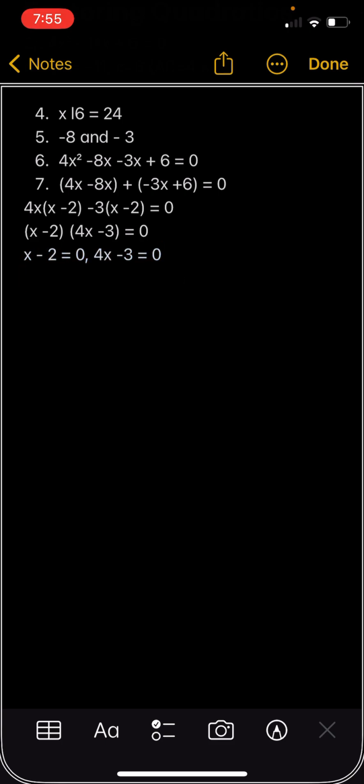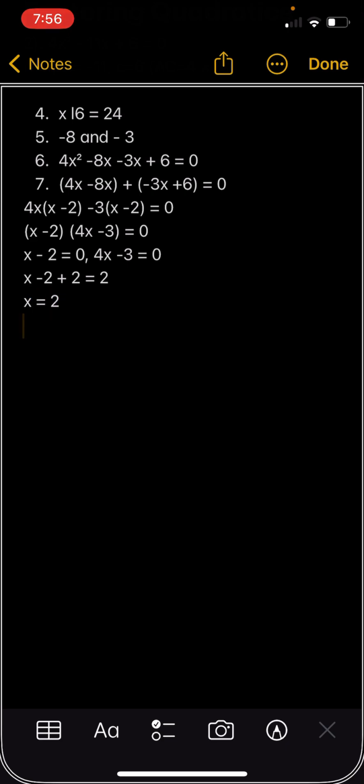So we would have x minus 2 is equal to 0, and 4x minus 3 is equal to 0. Let's go ahead and solve for x using the first binomial here, x minus 2. We've got to get rid of this 2, so we have to add 2 on this side, and that will be equal to 2. So the 2's are going to cancel each other off, leaving us with x equals 2.